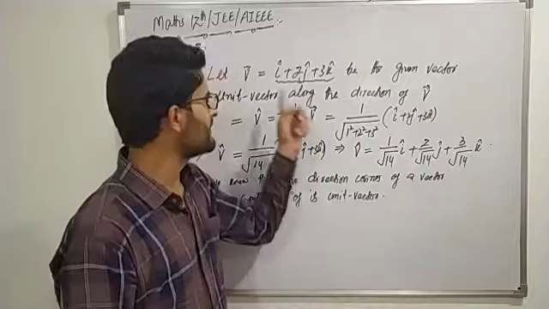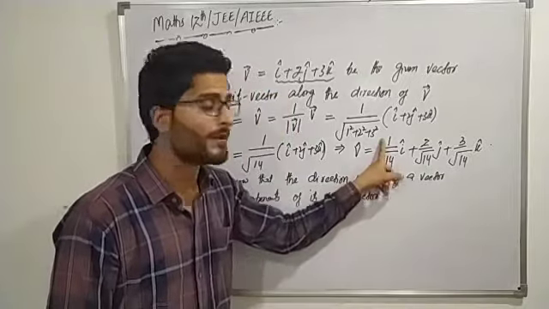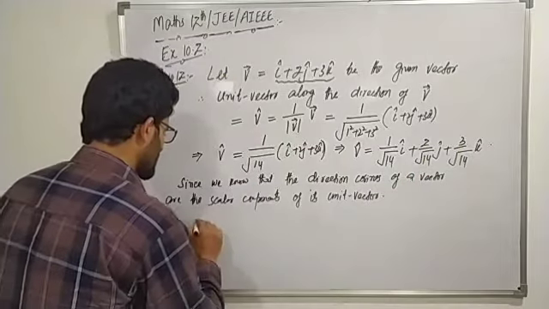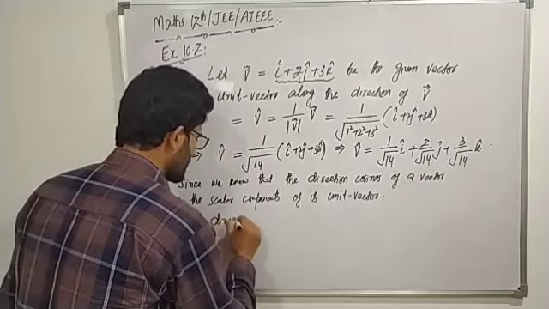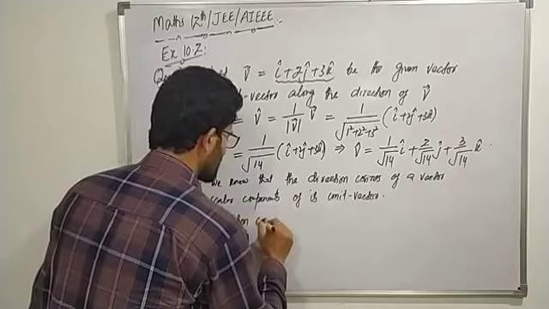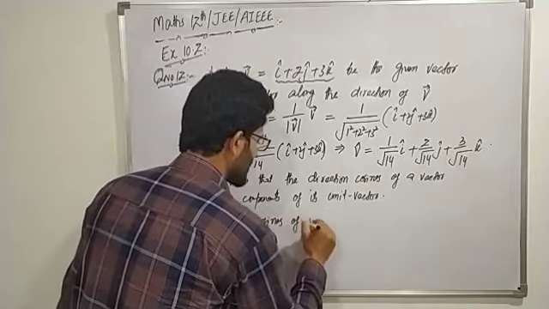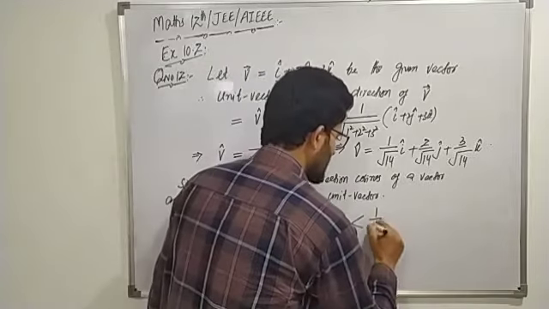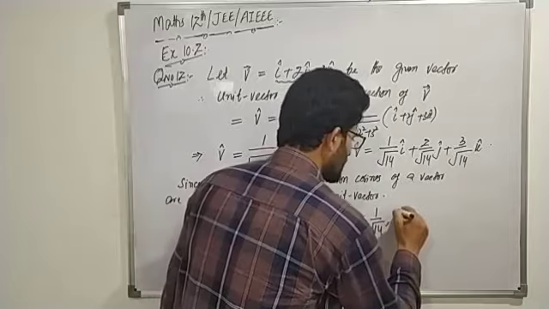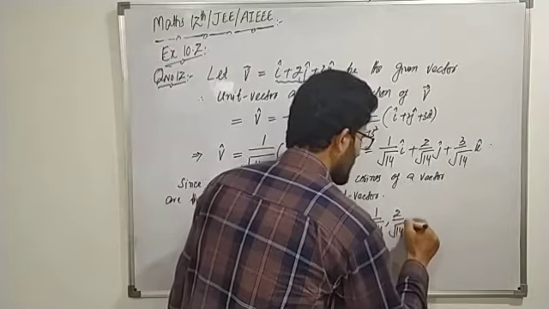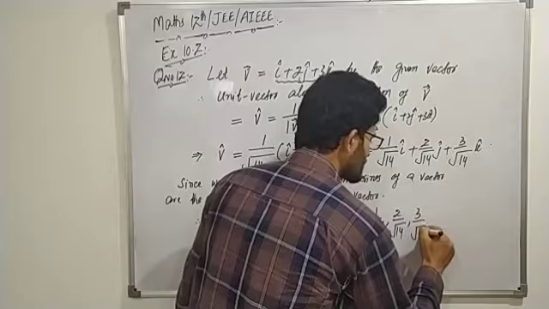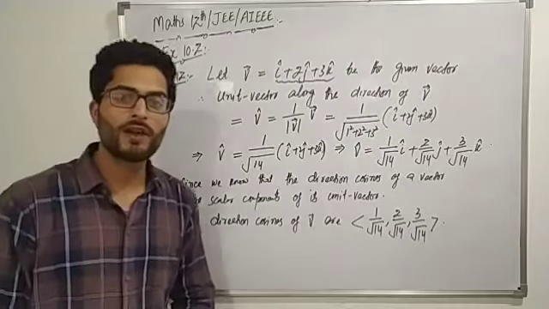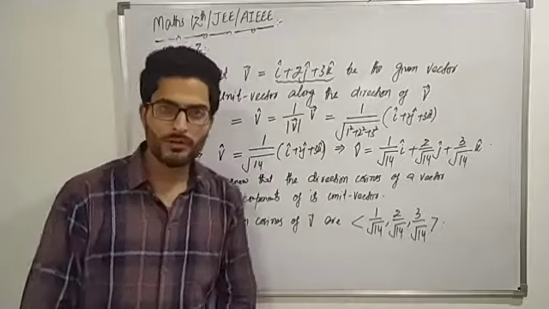So the direction cosines of vector v are the ordered 3-tuple of 1 by square root 14, 2 by square root 14, 3 by square root 14. Therefore, the direction cosines of vector v are the ordered 3-tuple of 1 by square root 14, 2 divided by square root of 14 and 3 divided by square root of 14. All about question number 12.